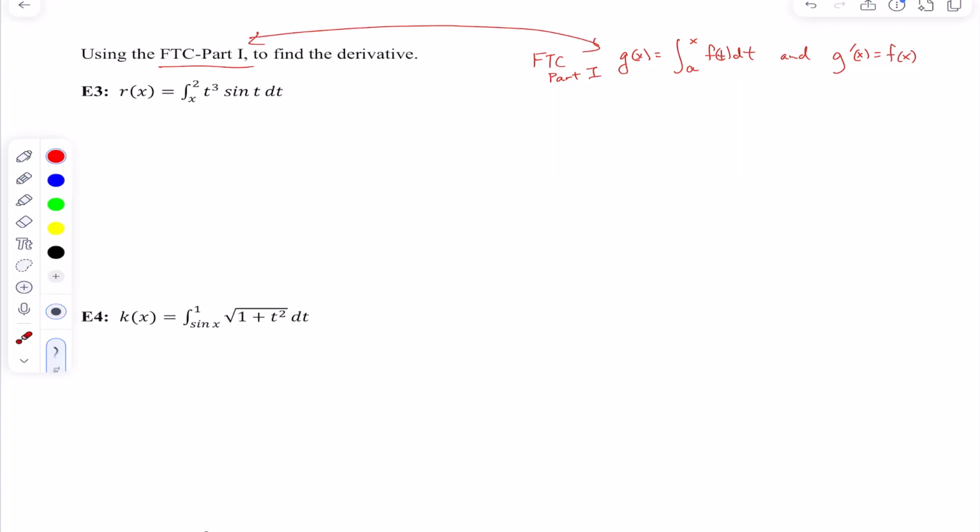So for this first example, we're going to change the way r of x looks. We're going to use properties of integrals. So we're going to have an opposite sign, and our domain changes from 2 to x. And now we have the variable x at the top of the elongated s. Now I'm ready to take a derivative.